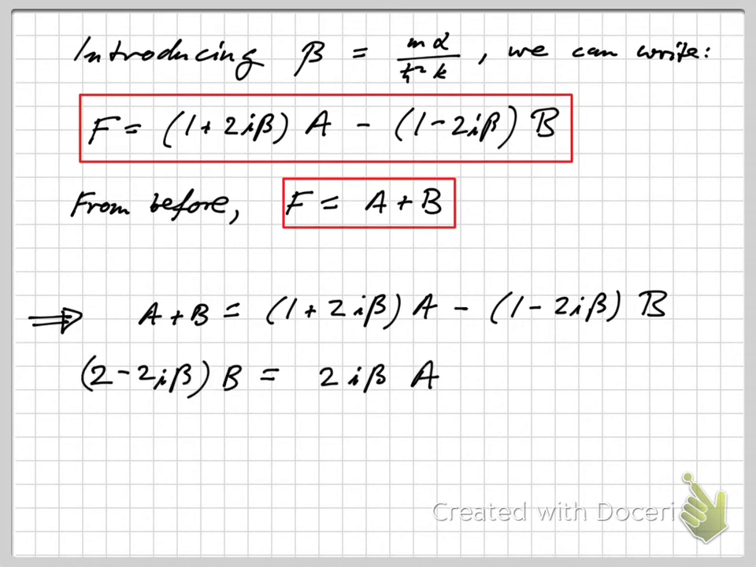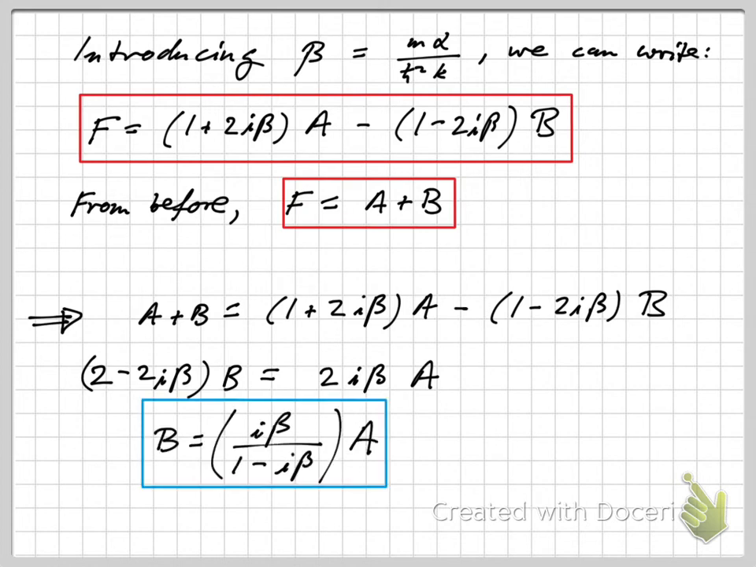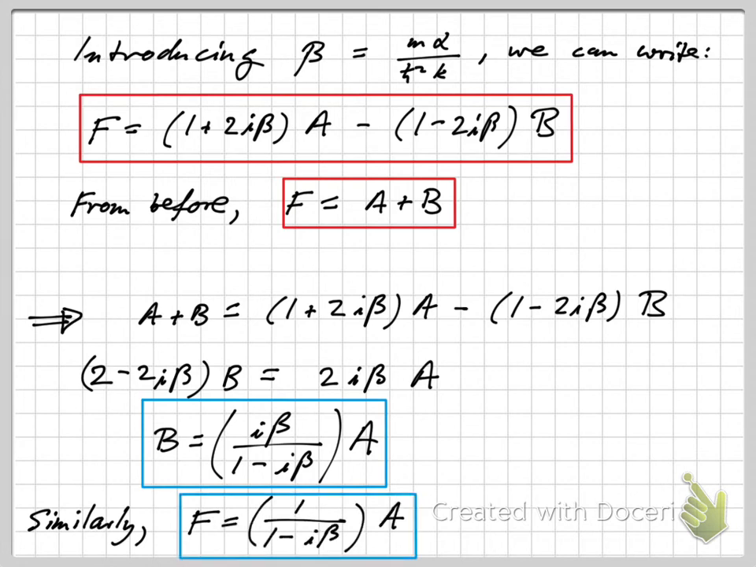Okay, doing a little bit of rearranging here, I get this result here. So this basically gives us B in terms of A, and then I can plug back in. I get F in terms of A as well, and I get these two equations. So the first one is dealing with the reflection part, and the second part, F, is dealing with the transmission part.